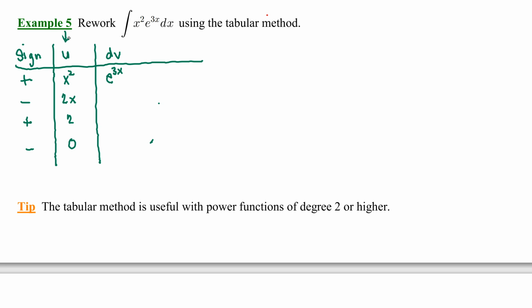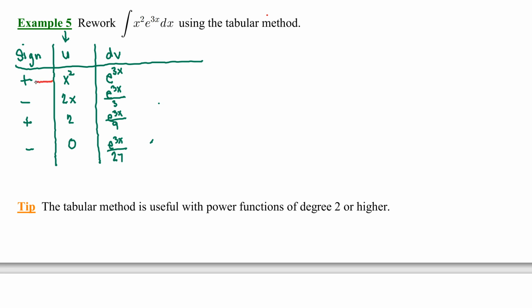Now, as I work on the dv term, instead of differentiating row by row, I'm going to integrate row by row. So on the next row, I'm going to integrate e to the 3x to get e to the 3x over 3. Then on the next row, I'm going to integrate again, e to the 3x over 3 times 3, or 9. And finally, e to the 3x over 9 times 3, or 27. So again, as I work down that table, I'm integrating each time. Now here's how the tabular method works.